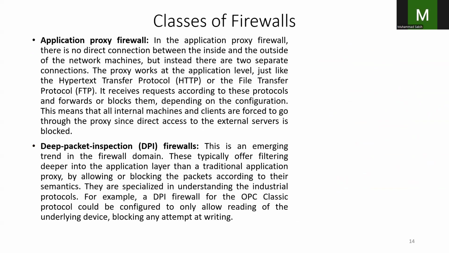Okay, now on this slide, we will discuss the remaining two advanced types: application proxy firewall. The application proxy firewall works like an intermediary, and there is no direct connection between the industrial devices and the external devices. It receives requests like HTTP and FTP and forwards them only if they comply with the rules. So this adds a stronger layer.